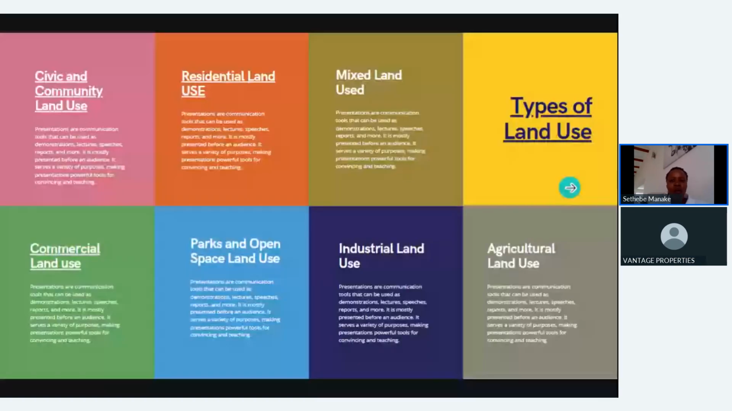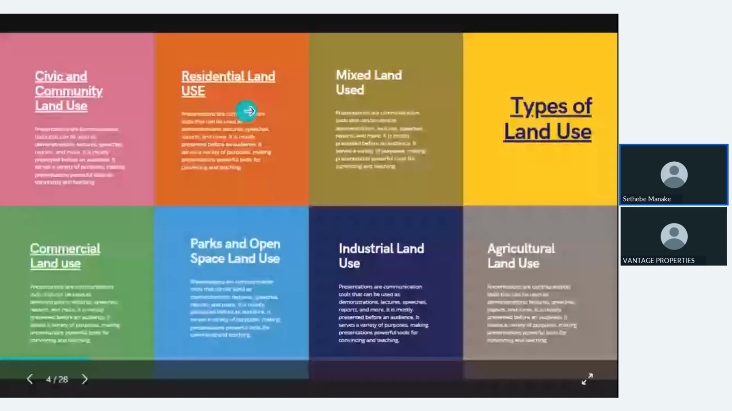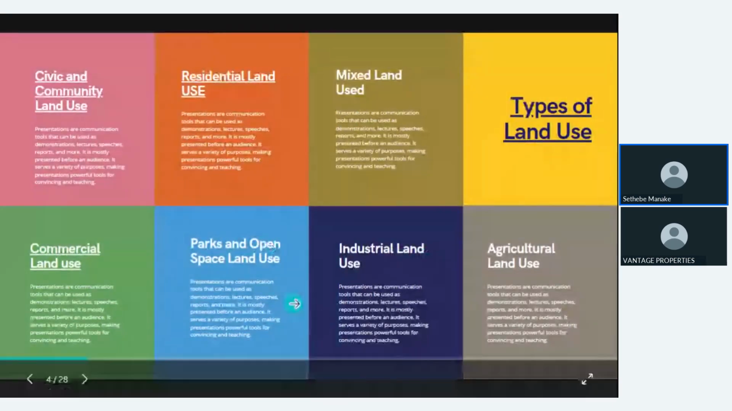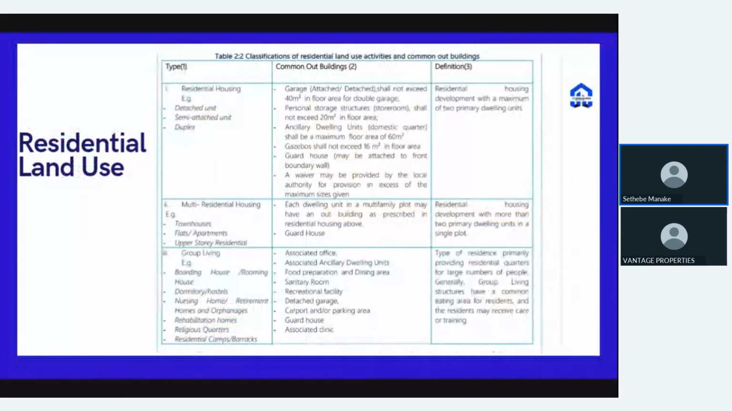There are 1, 2, 3, 4, 5, 6, 7 known land uses in Botswana. I'm now using a different presentation. The civic and community, residential, mixed land use, commercial, parks, industrial, and agricultural land use. These are the different land use types. So I'm going to start with residential land use. This is supposed to be a Q&A, so I want those questions to come in.